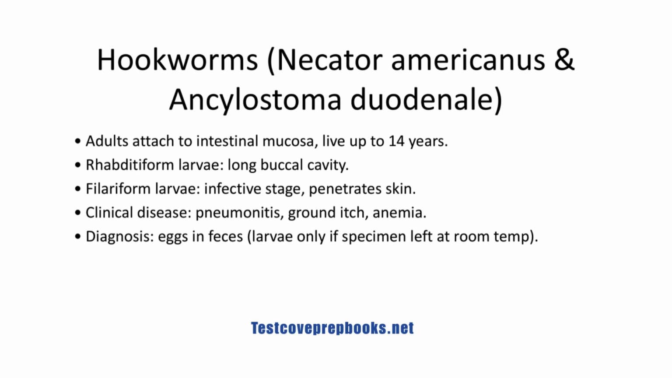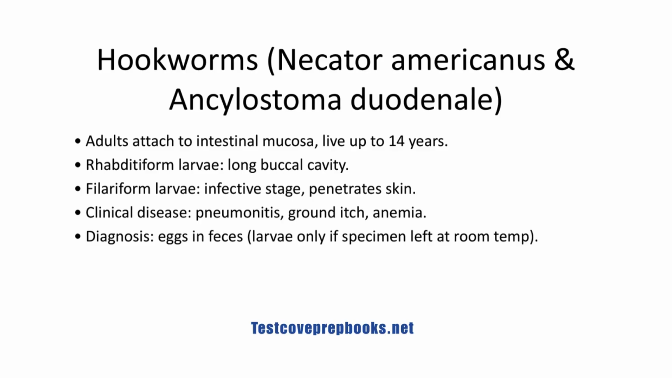The hookworms include Necator americanus of the New World and Ancylostoma duodenale of the Old World. Adults attach firmly to the intestinal mucosa and can live for years. Their larvae also have rhabditiform and filariform stages, but unlike Strongyloides, they have a long buccal cavity. Filariform larvae are the infective stage, which penetrates the skin. Clinical disease includes pneumonitis, ground itch, and anemia, because each adult worm consumes a measurable amount of blood daily. Eggs can be seen in stool, but larvae are absent unless the stool is left standing at room temperature.